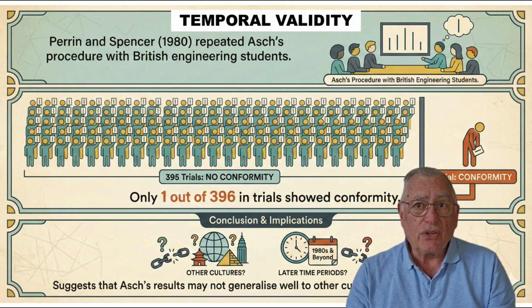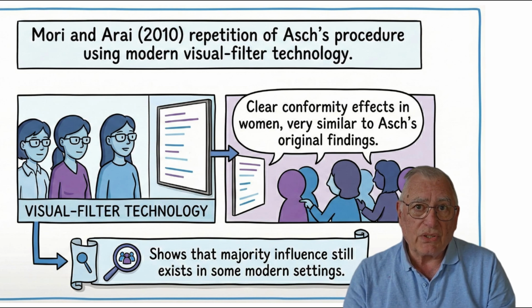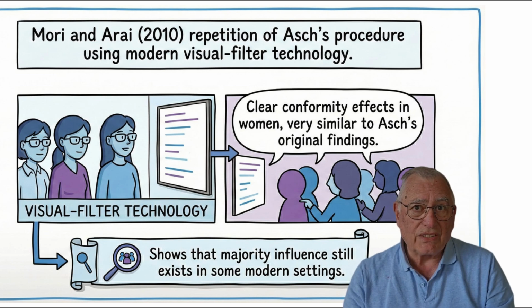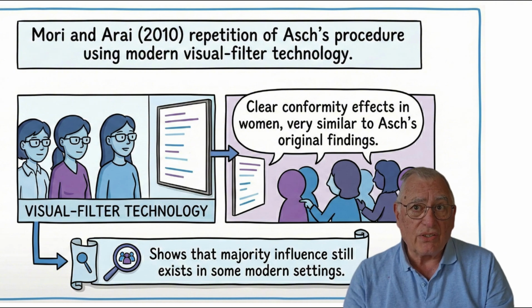However, newer research shows that people still conform, just not always at the same levels as in the 1950s. For example, Mori and Arai in 2010 repeated Asch's procedure using modern visual filter technology, and they found clear conformity effects in women, very similar to Asch's original findings. And this shows that majority influence hasn't disappeared in modern settings.